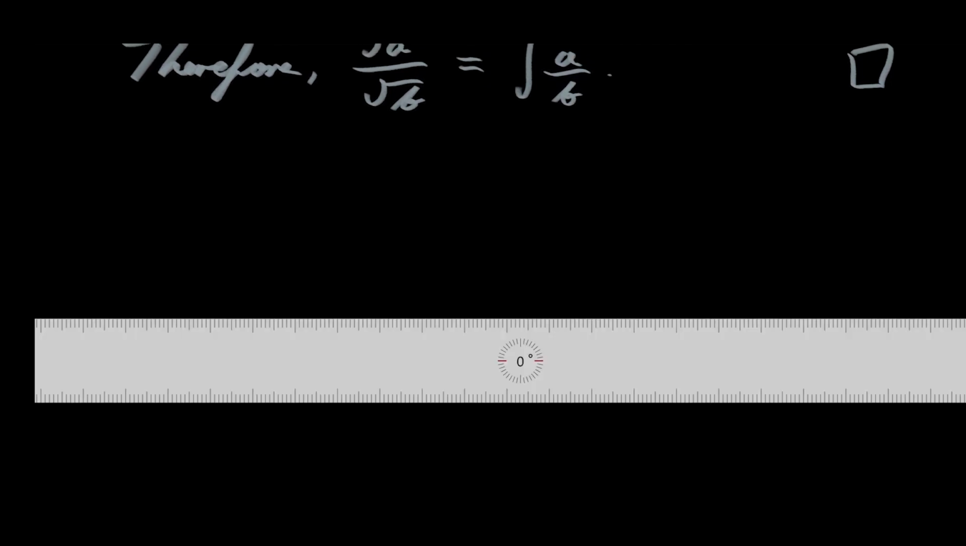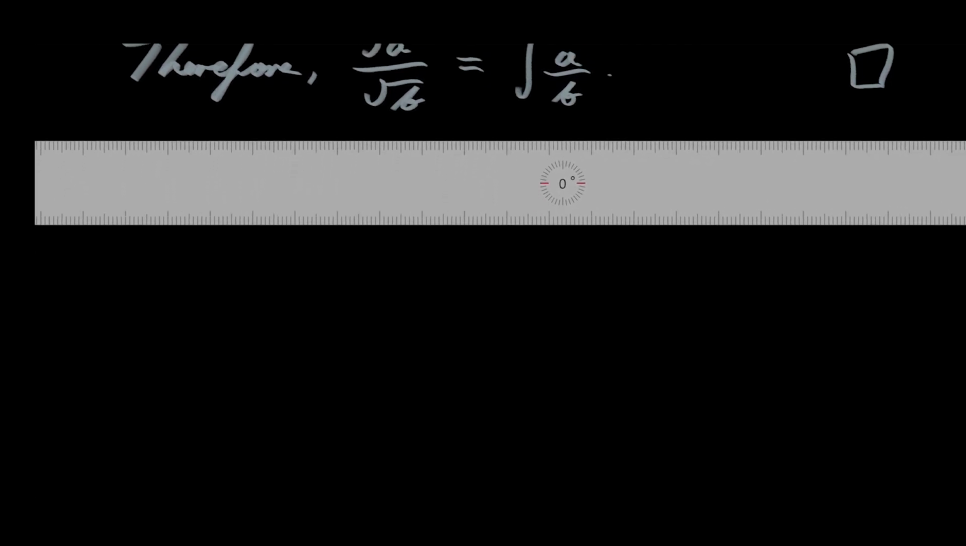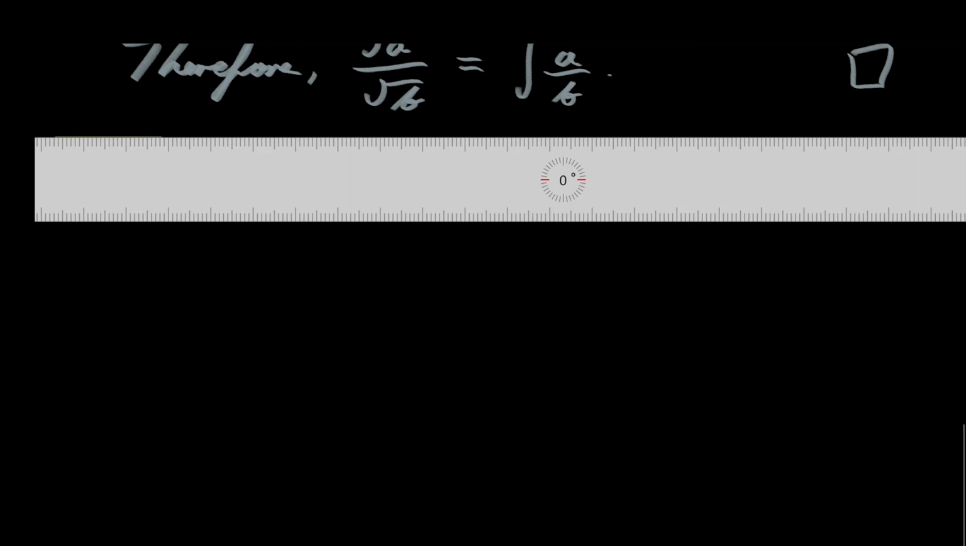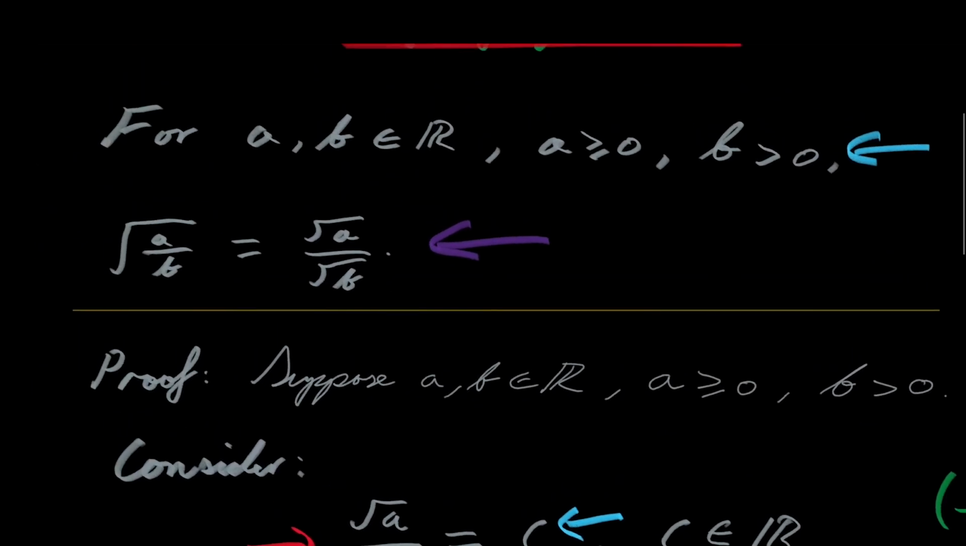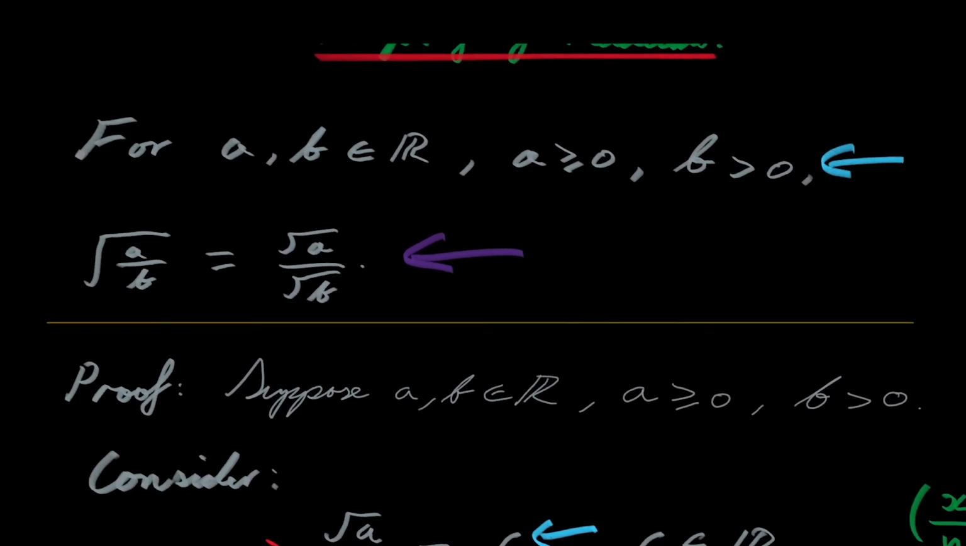Now, I'm just going to section this off. And remember, that's what the quotient property of radicals claimed. Okay? As long as a is greater than or equal to 0 and b is strictly greater than 0, which is what we assumed, we're able to show that this holds.